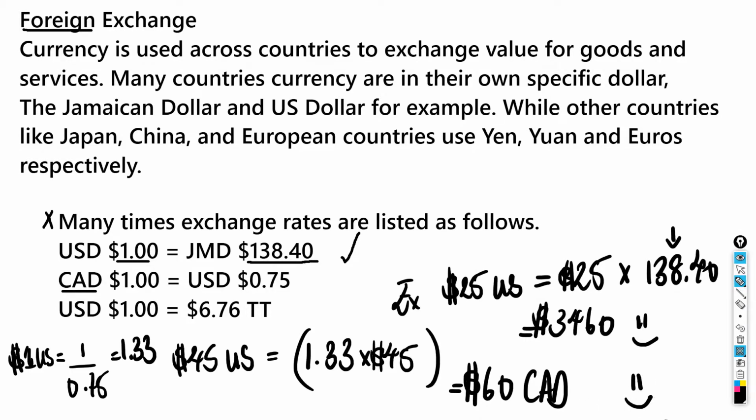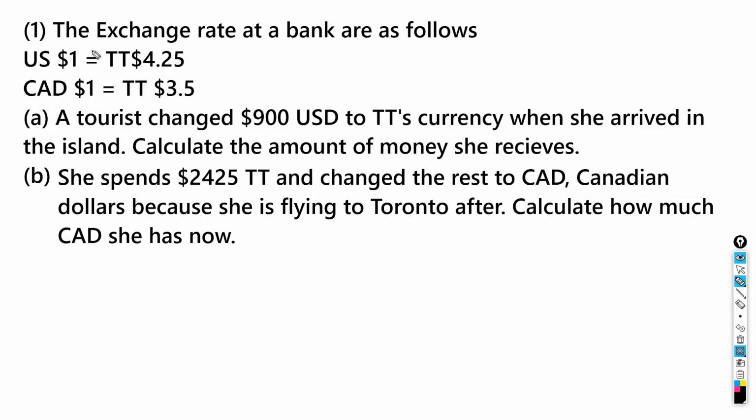All right, guys. Great. So we're going to look at this example now. It says the exchange rates at a bank are as follows: 1 USD is equal to 4.25 TT and 1 Canadian dollar is equal to 3.5 TT. And it says a tourist changed 900 US dollars to TT currency when she arrived on the island. Calculate the amount of money she receives. Okay, so let's do that part. Let's do A.